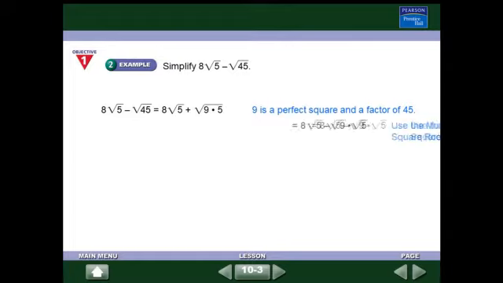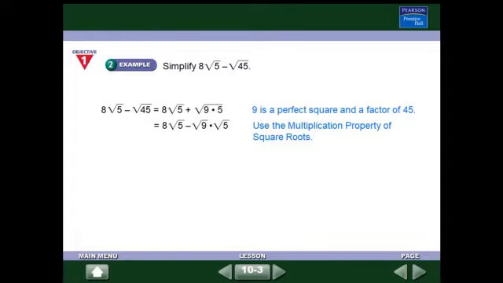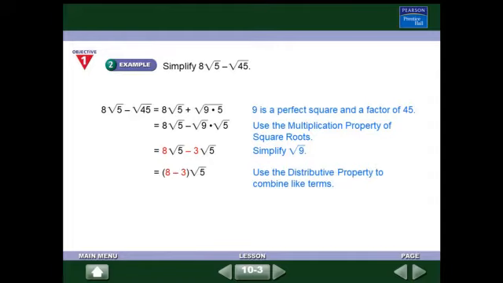So simplifying that, we will have 8 square root of 5 minus, apply here the multiplication property of square roots, so I can rewrite that as the square root of 9 times the square root of 5. Simplify the square root of 9, so I will have 8 square root of 5 minus 3 square root of 5. Then use the distributive property to combine like terms. 8 minus 3 times the square root of 5, and then simplify that.